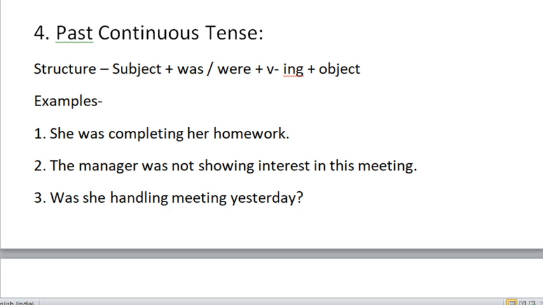Second sentence: the manager was not showing interest in this meeting. We can also interchange the subject and helping verb: was the manager not showing interest in this meeting? This is the helping verb, and we can erase not. By erasing or omitting not, we can create the assertive form of the sentence. Third sentence: was she handling the meeting yesterday? So this is a verbal sentence. In this way we can create all types of sentences by using the structure of the past continuous tense.